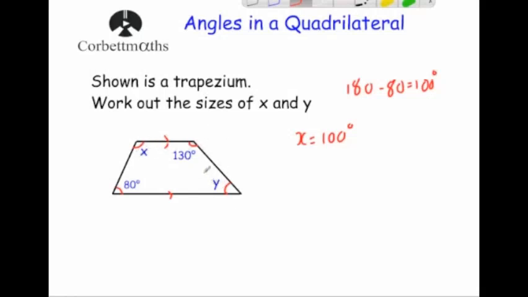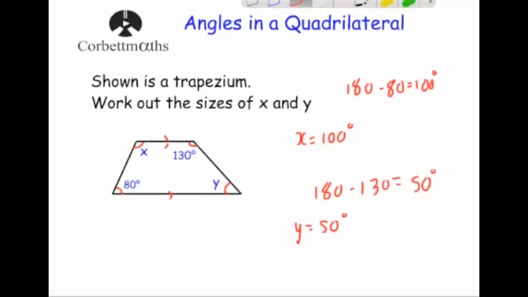And y, if we take 130 away from 180, 180 minus 130, we will get 50 degrees. And that must mean that y is equal to 50 degrees. And if we just check our answer, 100 plus 50, 150, plus 130 will be 280, plus 80 equals 360. So all four angles add together to give you 360.